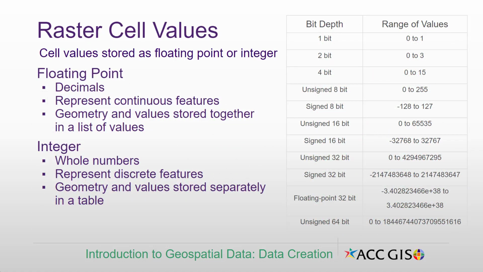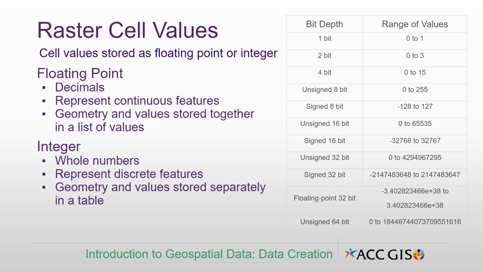Raster data not only includes geometry, but you can store values in it as well. Those values are stored as floating point or integer values. Floating point are decimal numbers. Integer are whole numbers. So floating point is really good at representing continuous features that fall along a range, for example, like population density or temperature. Integer is better at representing discrete features or phenomena. So like land cover, it's water or forest or grassland. It's not on a range of things, it's just one or the other.